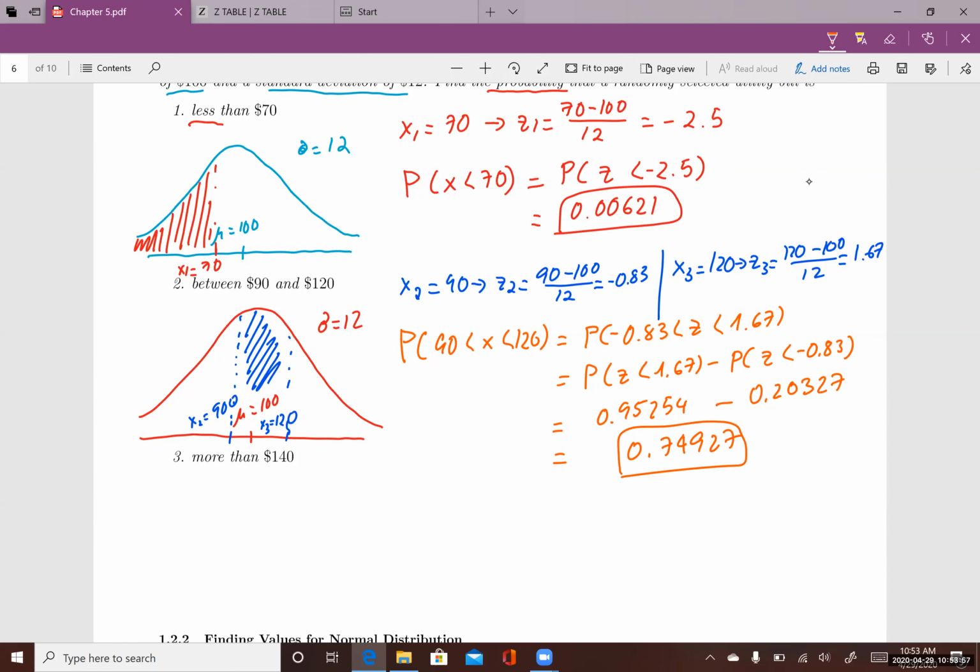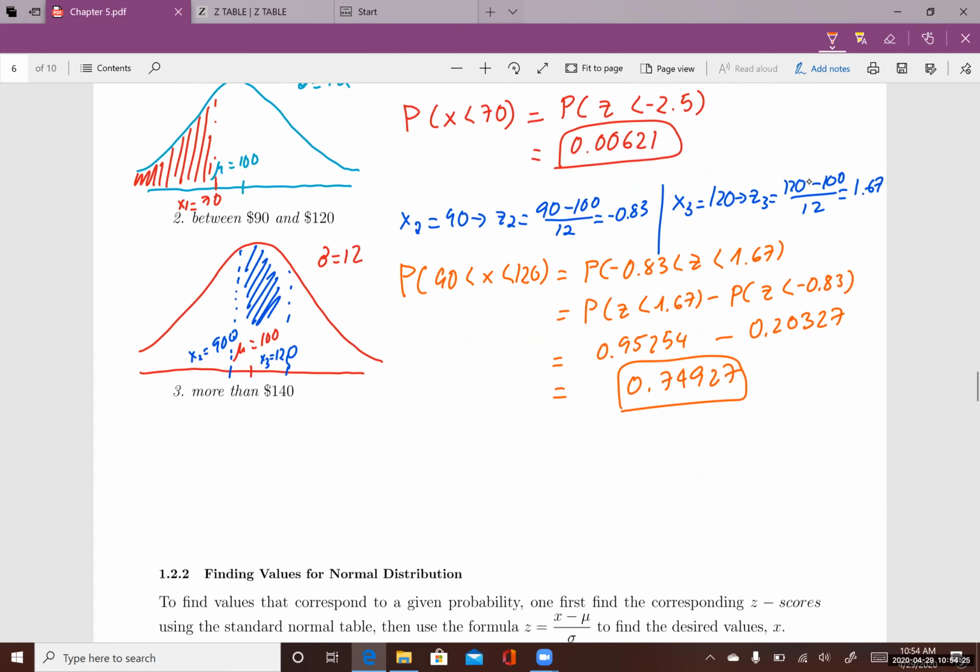So what does that tell you? That tells you if you randomly pick a household in this city, then there's a 75% chance that the monthly utility of this household will be in between $90 and $120. 75%, which is pretty big. All right, how about more than $140?